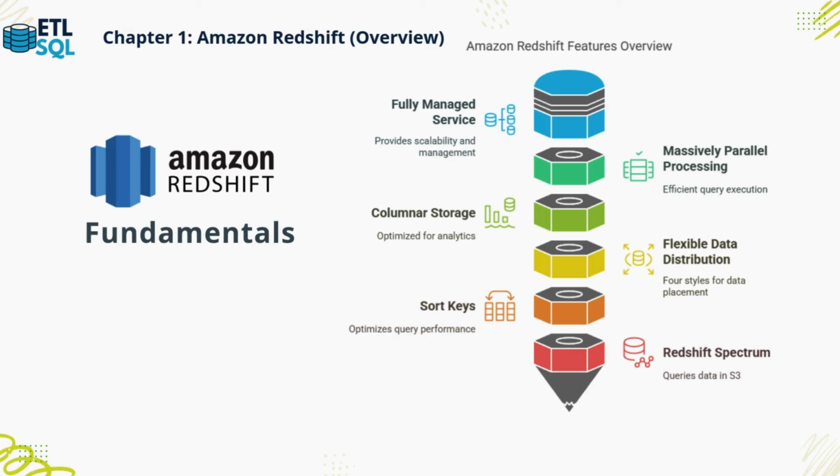Lastly, we have Redshift Spectrum, a powerful feature that enables you to directly query data stored in Amazon S3 without loading it into Redshift tables. This provides immense flexibility in managing your data lake architecture. That covers the fundamental features of Amazon Redshift.